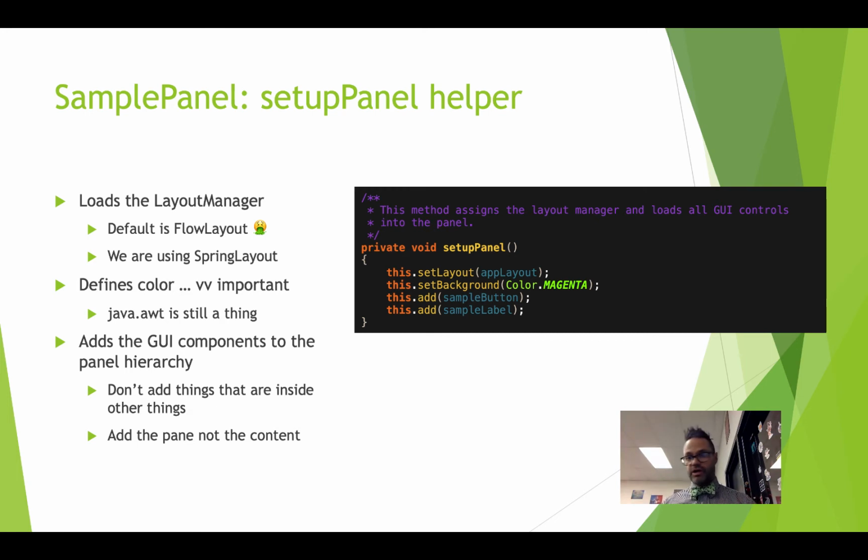We want to define our color as well. It's very, very important, because, hey, color is amazing and magenta is pretty. So, hey, let's do it. We also make sure we add all our GUI components to the panel's hierarchy. And I say hierarchy explicitly because the panel holds stuff, but we can put things inside of things as well. And so when we add stuff to the panel's hierarchy, it's really key that if we have something that's a container, we put the container in and not the pieces. Otherwise, there's a conflict.